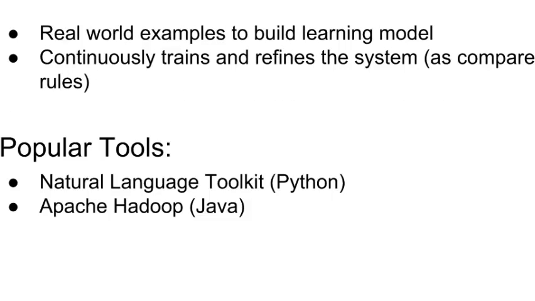Big data is helpful in NLP because it's real-world data, continuously feeding the NLP engine and evolving it with time. Some of the popular tools are Natural Language Toolkit and Apache Hadoop. Apache Hadoop scales better in terms of data, which is what we're using today. We'll be using Apache Mahout to classify the documents.